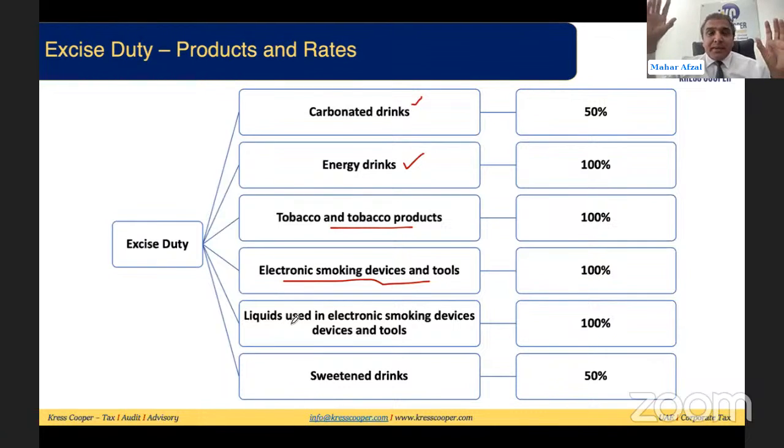If, assuming there is a company, just take it Carrefour is buying the excisable goods, selling the excisable goods, is excise duty applicable? No. I'm assuming Carrefour is buying the goods locally. If they're importing, definitely they will be liable to pay excise duty at the time of import.